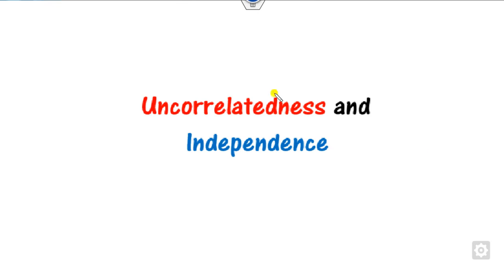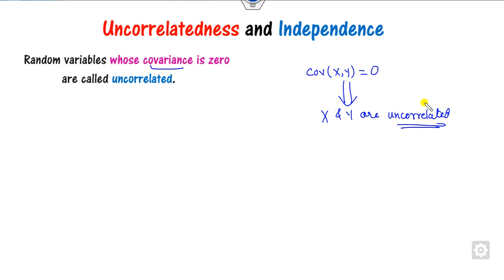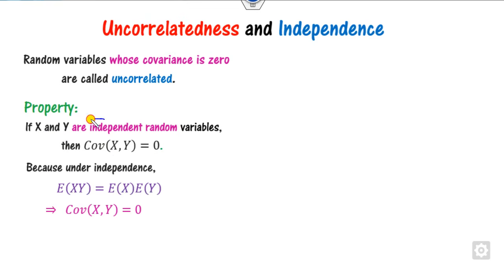What is the meaning of uncorrelated, and what is the relationship with independence? Random variables whose covariance is 0 are called uncorrelated; that's the definition of uncorrelated. But remember that if x and y are independent, then the covariance is 0, but the converse is not true. The proof is very simple. We all know the meaning of independent: once they are independent, the expected value of xy is the product of the expected values. So the covariance is 0. But the converse is not generally true.